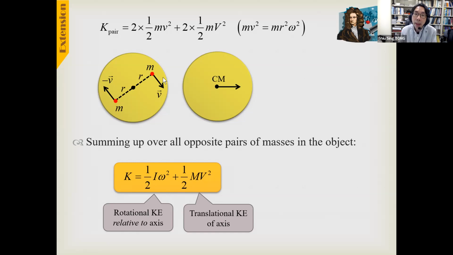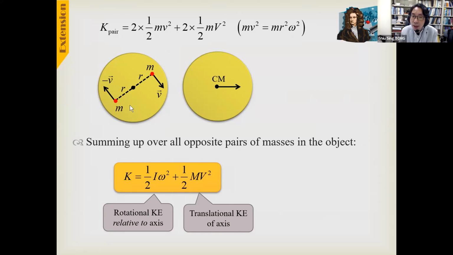And the second term, if I form a sum of all the small m, becomes the total mass, right? So it becomes half big M v squared, where v is the center of mass velocity. And that becomes the translational kinetic energy. So I've proven this.